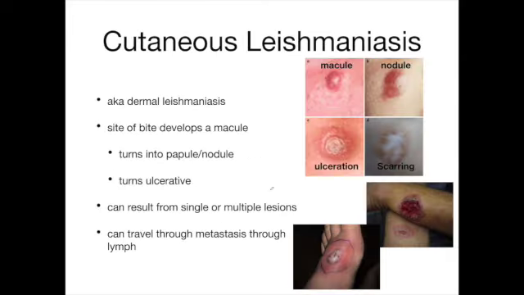So let's take a look at some of the differences in these diseases. Cutaneous Leishmaniasis is sometimes referred to as dermal, and where the sandfly bites is where the infection begins. It usually starts out as a macule and develops into a nodule. It can ulcerate, and then if it heals over time, it will cause some pretty nasty scarring. This can take a while to develop.